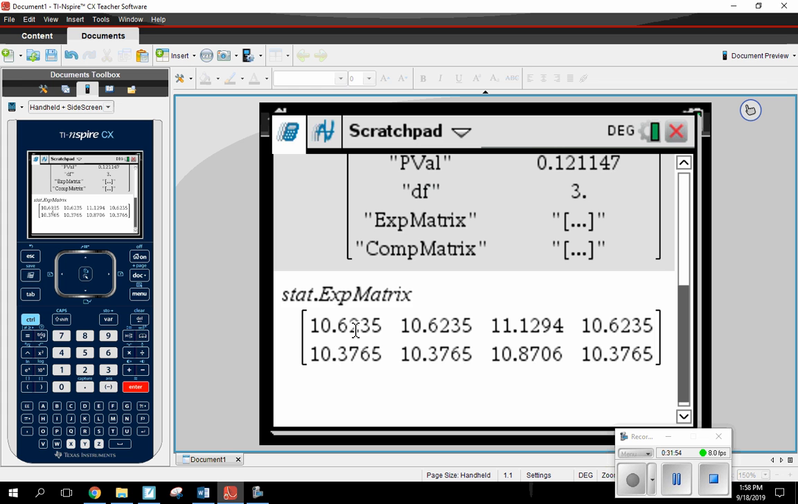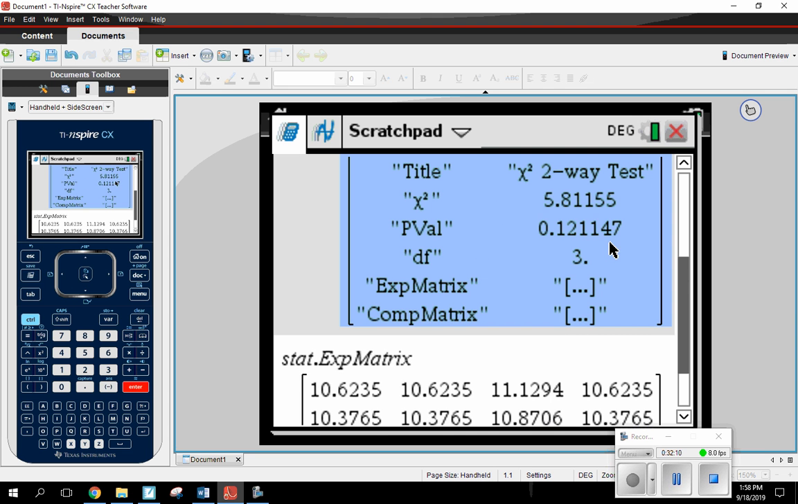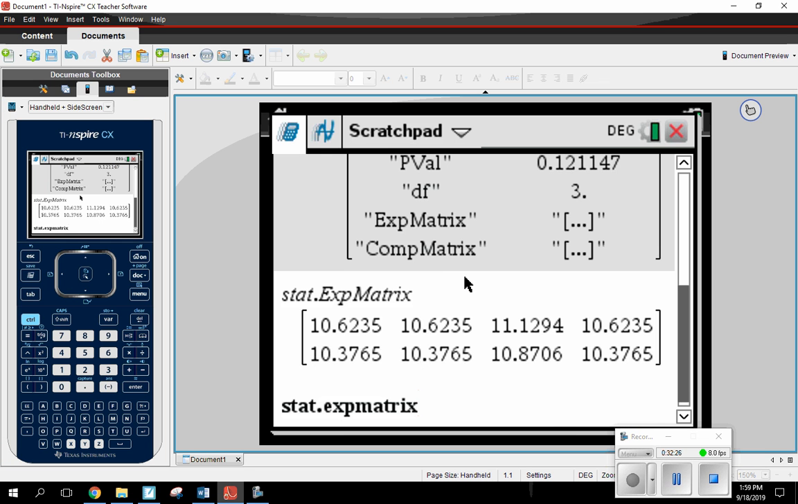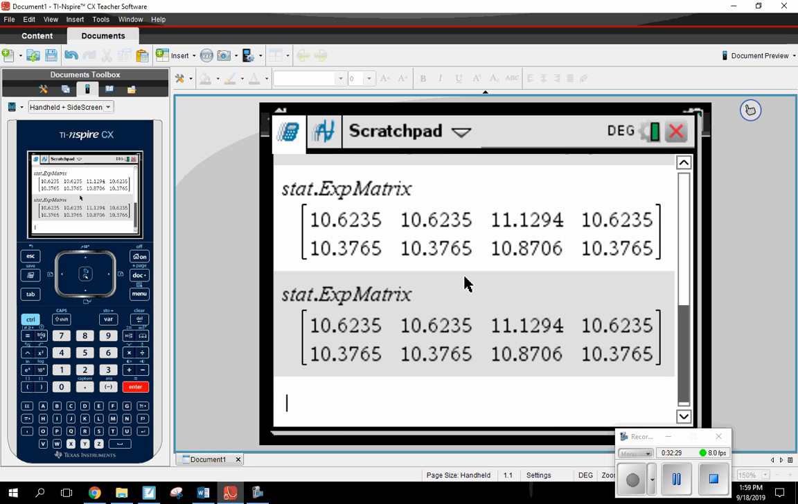In fact, does one of them look familiar? There's the 10.6235. That is chi-squared. So I've got my data here for my chi-squared test. What button did I go to? Variable. It's the button directly above 9. So I'm going to click it, and I'm going to choose EXP matrix, the expected matrix. It's going to put that command in my scratch pad. I push enter, and it's going to provide me that table of values.